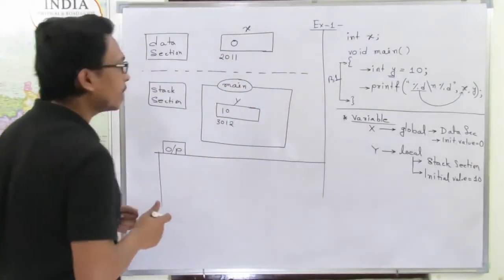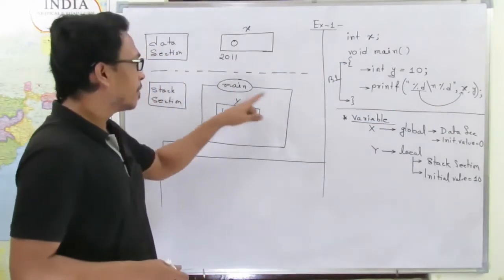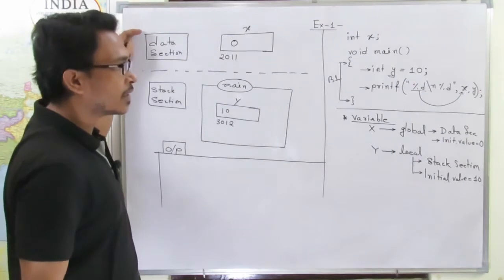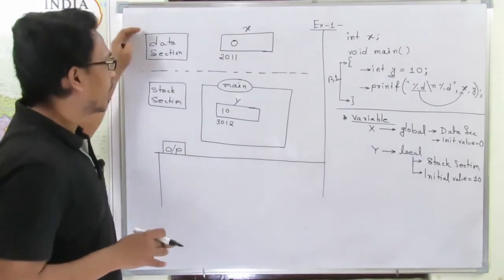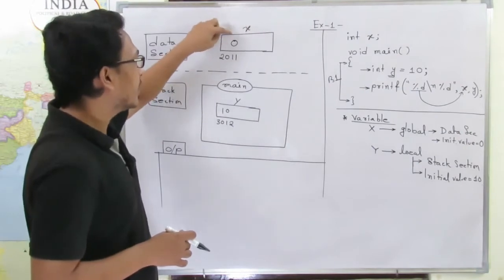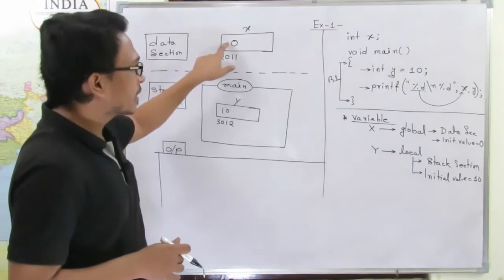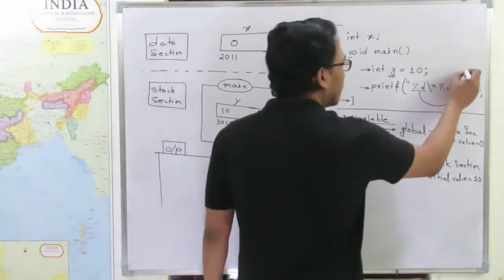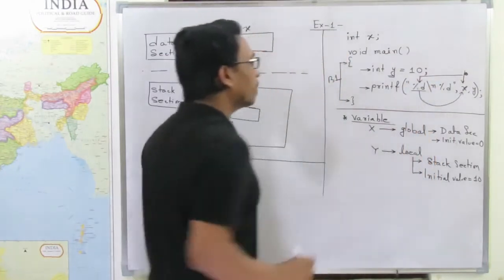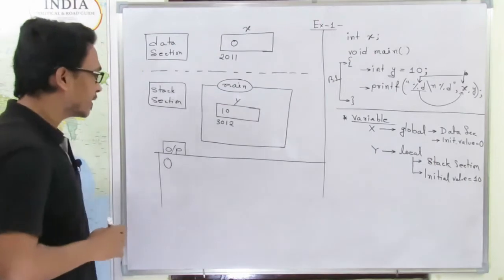So as x is not declared inside the main block, it will check the data section to see whether the variable is declared or not, and in the data section the system finds that x is already declared. And what is the value of x? The value of x is 0, so it will return 0, and this 0 will be displayed in place of %d. That means here in the output we will get the result 0.